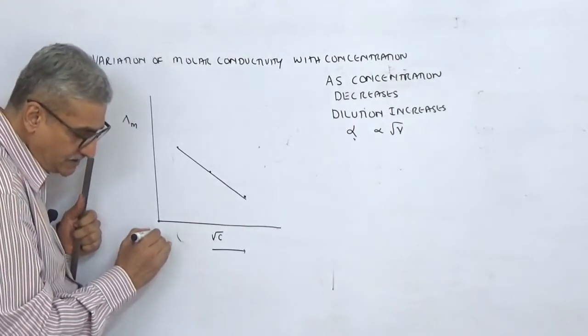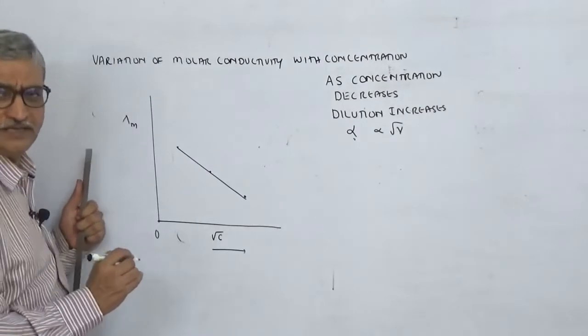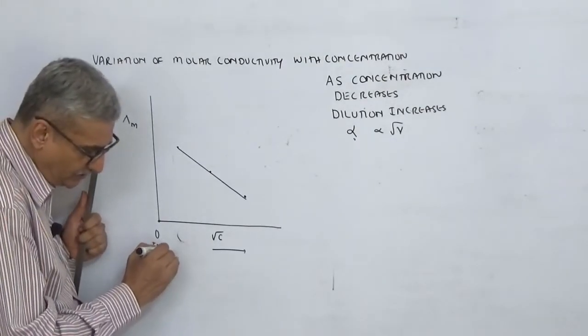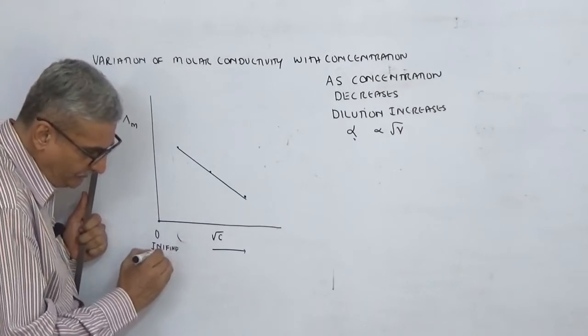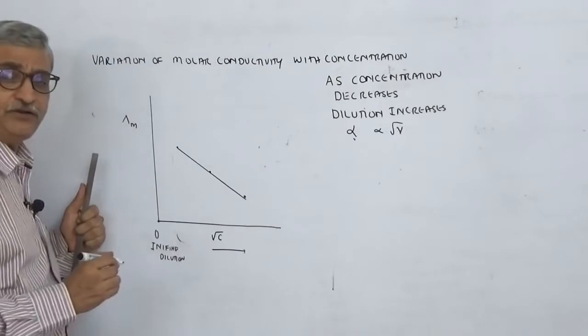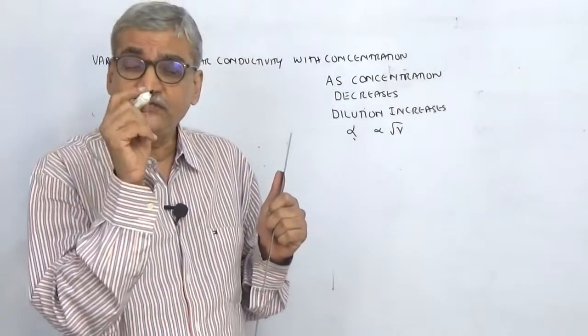What is this? This is supposed to be zero concentration. So there cannot be anything called zero concentration. This is called the position of infinite dilution. So now if I have to find out what is the molar conductance at infinite dilution.